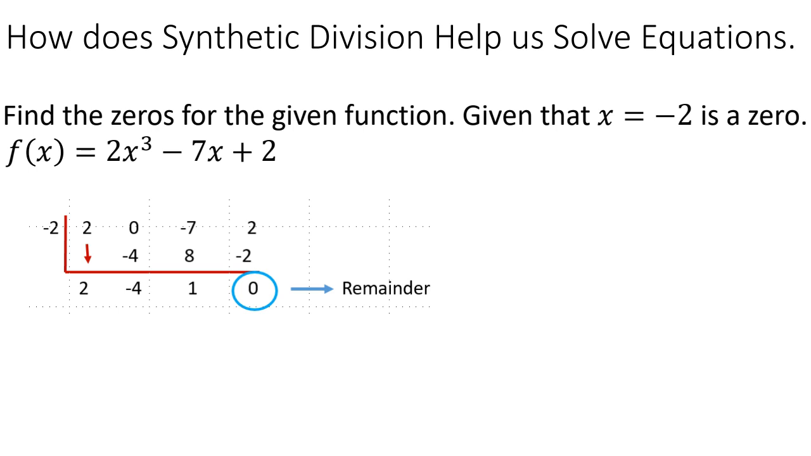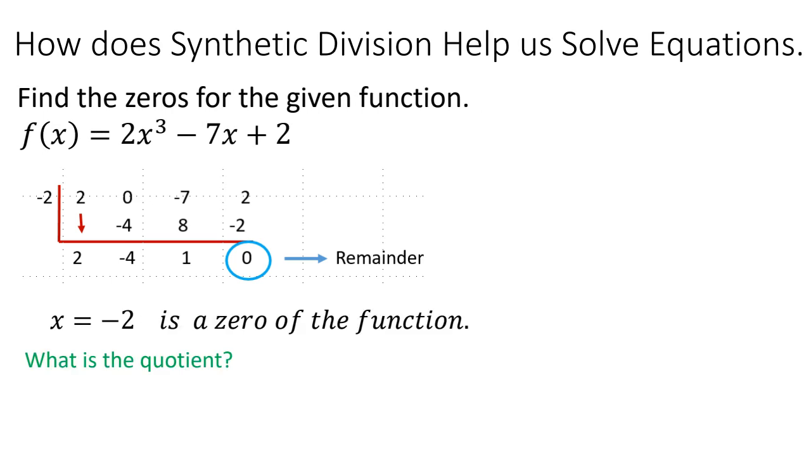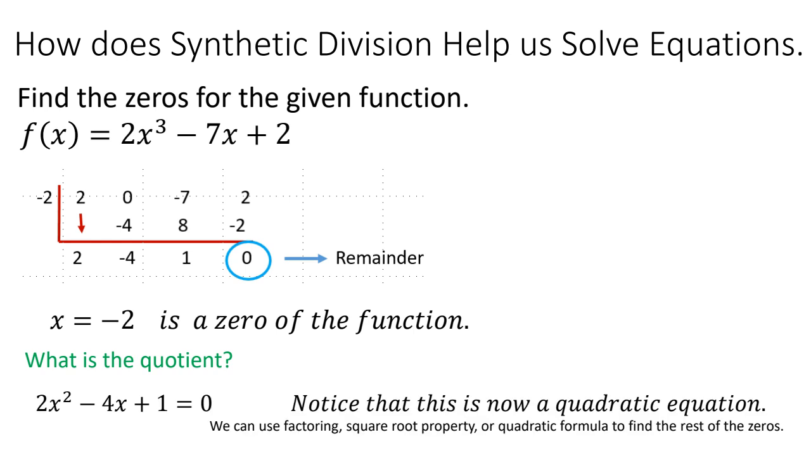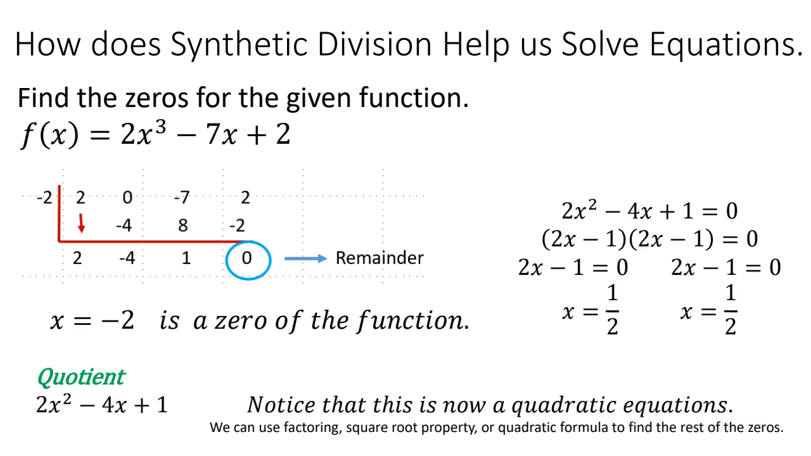Now, why was this useful? Because my quotient, these coefficients 2, negative 4, 1, is now the answer, 2x squared minus 4x plus 1. So now that we have a quadratic, we can factor it, we can use the square root property, or we can use our quadratic formula that always works to solve for zeros. I like to use factoring all the time. So if it's factorable, I'm going to use factoring by grouping, and I see that I'm able to solve for the two zeros, right? And this makes sense.